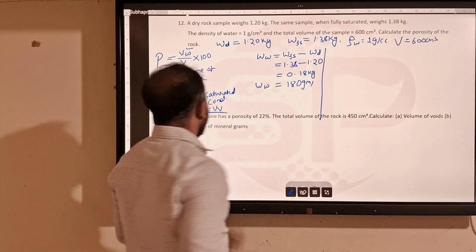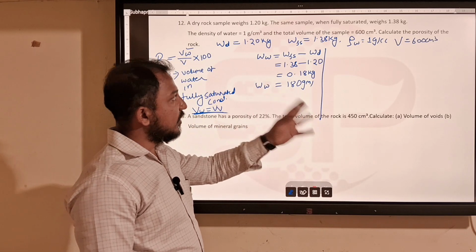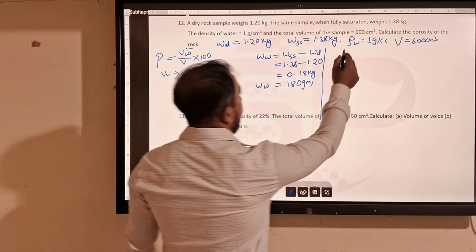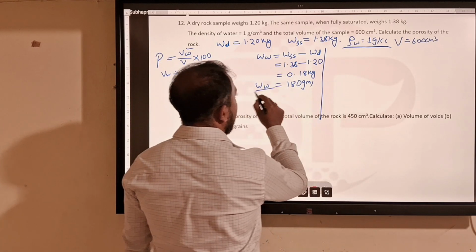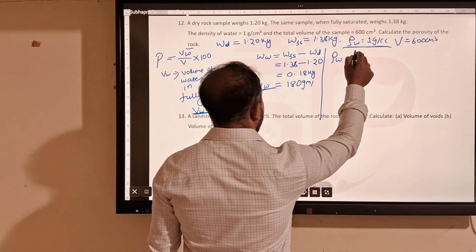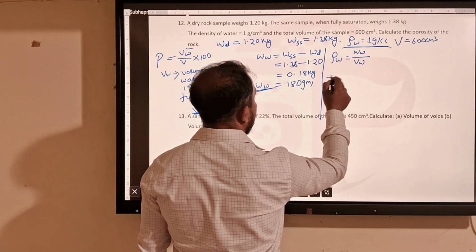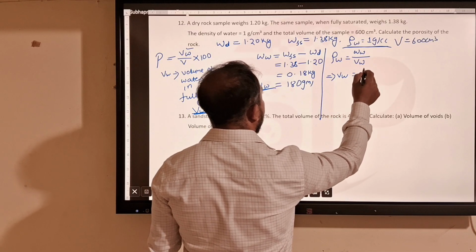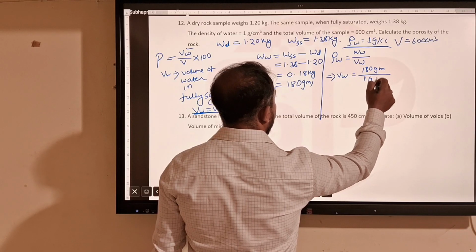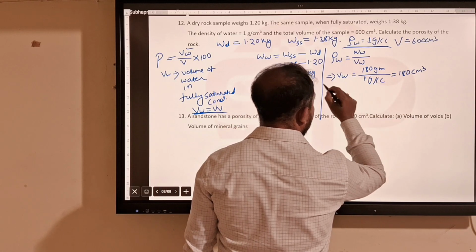But we require volume of water. This is the weight of water that is present within the rock in fully saturated condition. Now we have density of the water, we have weight of water, so we can calculate the volume of water. We know density of water is equal to mass of water divided by volume of water. So volume of water will be 180 gram divided by 1 gram per cc. So it will be 180 centimeter cube.